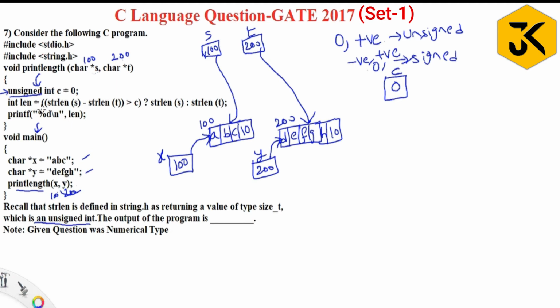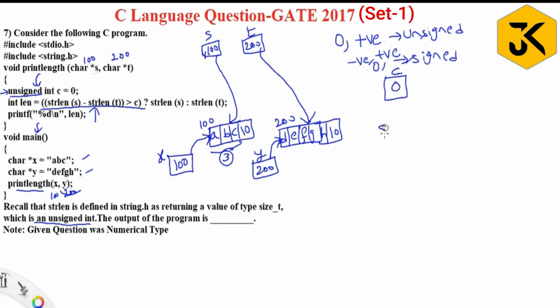As it is an expression, first we evaluate it based upon priority, starting with the innermost expression. What is string length of s? s is 100, meaning it points to this location. String length of s is 3.